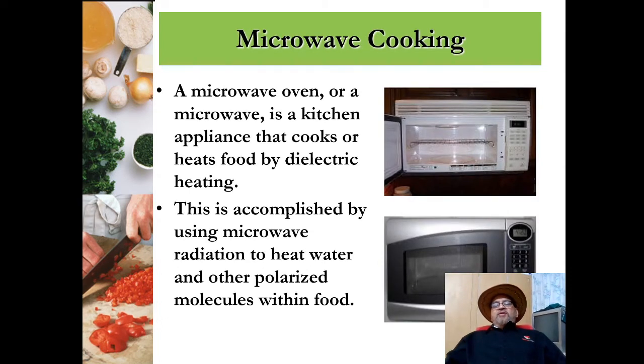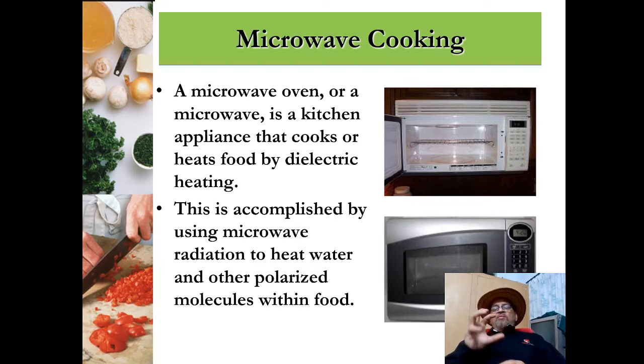And microwave cooking, even though it is not strictly baking, it is cooking with the help of radiation, but for the sake of categorization, we have put it under baking. A microwave oven is a kitchen appliance that cooks or heats food by dielectric heating. This is accomplished by using microwave radiation to heat water.